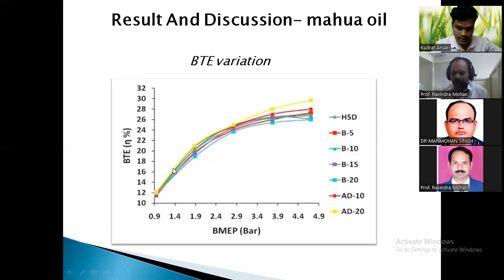But when the load, when the pressure increases from 0.9 to 4.9, you can see that for higher brake thermal efficiency, we have the yellow line showing the higher one compared to the others. So that is the AD20. AD20 means 20% of Mahua oil and the remaining 80% is natural diesel, having fulfilled the criteria for obtaining the higher brake thermal efficiency.